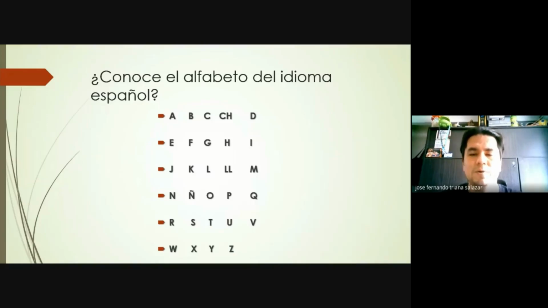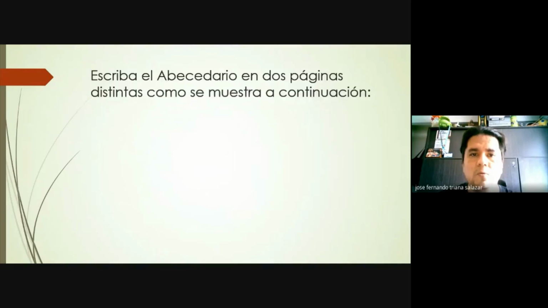Okay, so I want you to please write down the alphabet on 2 different papers. But as I told you, sorting the letters in 5 columns, like that. A, B, C, D, and then in the second line, 5 letters, in the third line, 5 letters, and so on until you get to Z, right? And then we will have this.